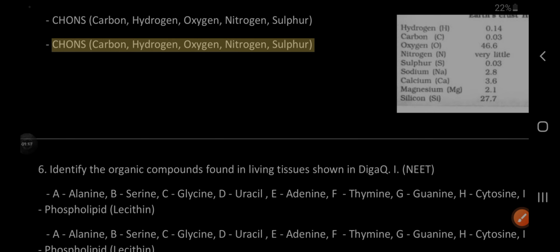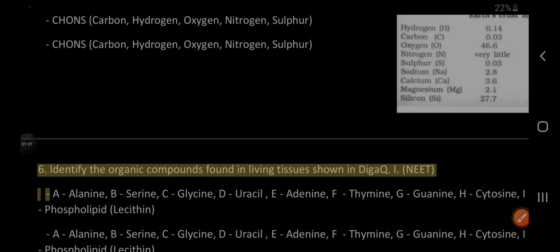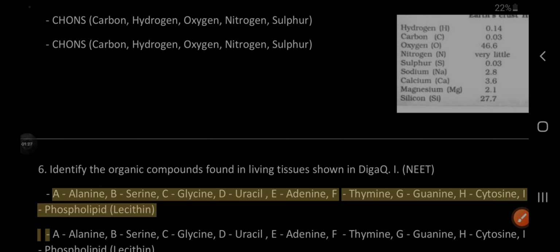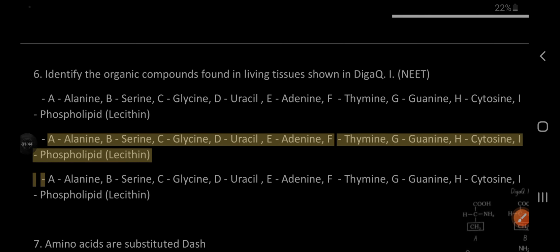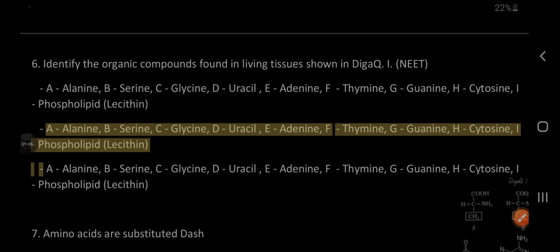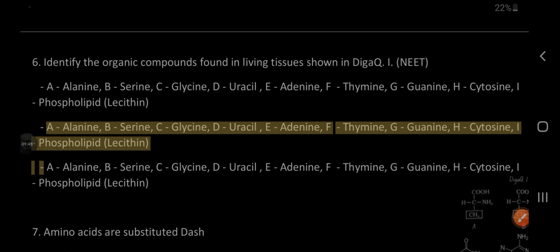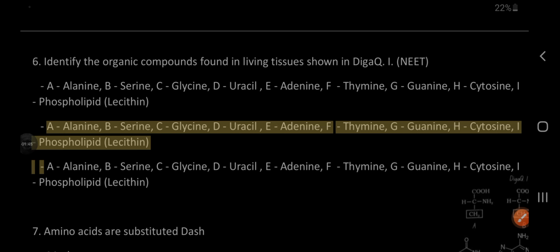6. Identify the organic compounds found in living tissues shown in the diagram. A. Alanine, B. Serine, C. Glycine, D. Uracil, E. Adenine, F. Thymine, G. Guanine, H. Cytosine, I. Phospholipid lecithin.